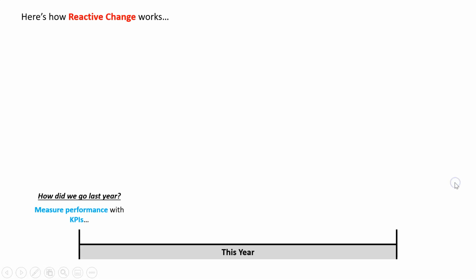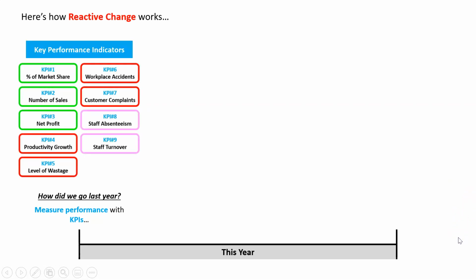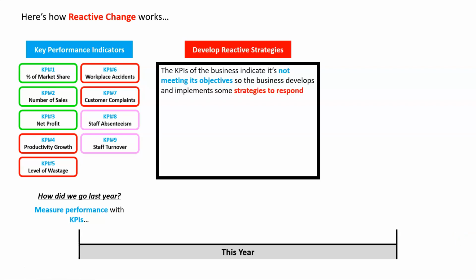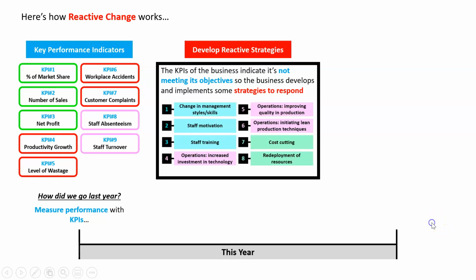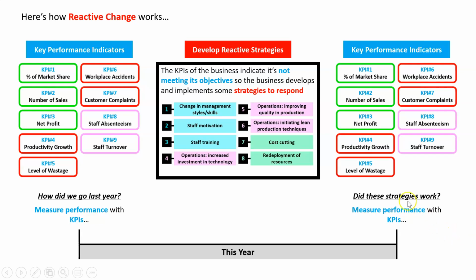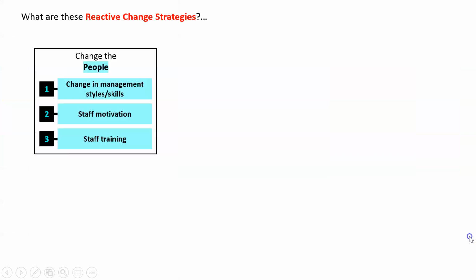So how does it work? Well, we say, how did we go last year? And that's measured with KPIs, key performance indicators, which is a different topic. We've got 9. And then we say, well, we've got to figure out how can we do better? What can we do so we're not meeting our objectives. We need some strategies to respond. And we did 8. And they're our reactive strategies to respond to them. And then what we'll do is after time goes by, so we'll implement these, then we'll check the KPIs again. Did they work?